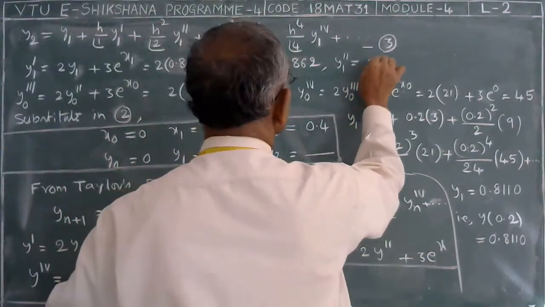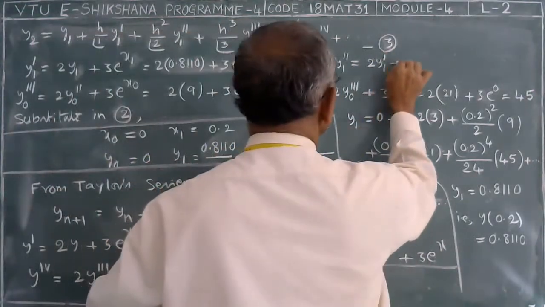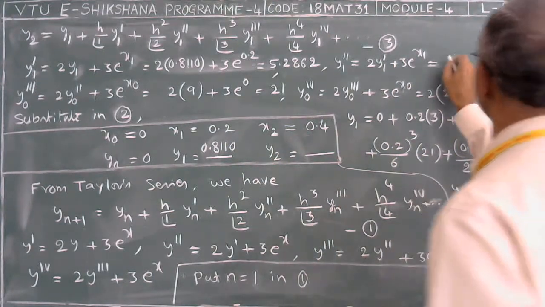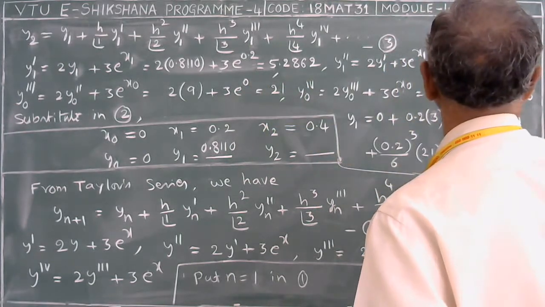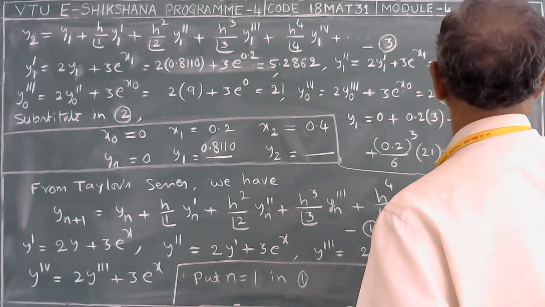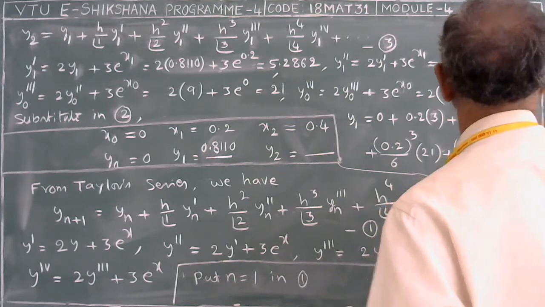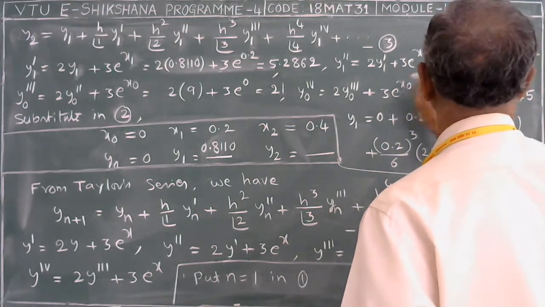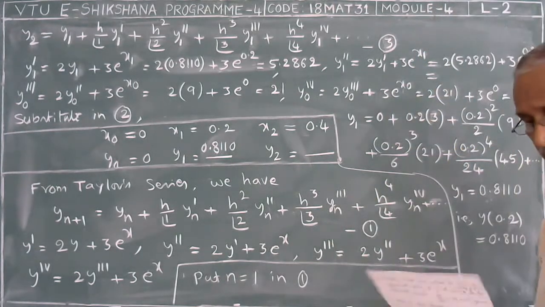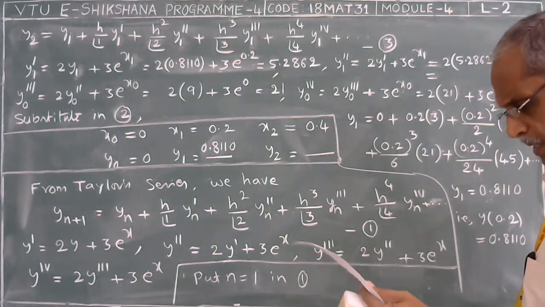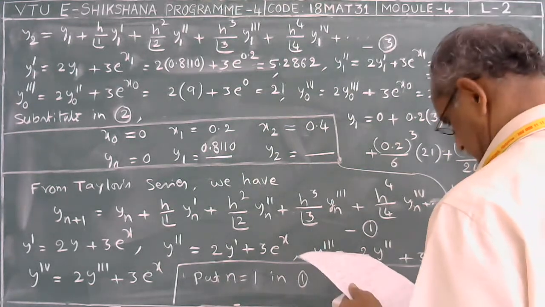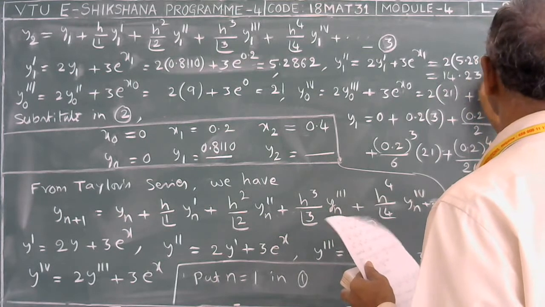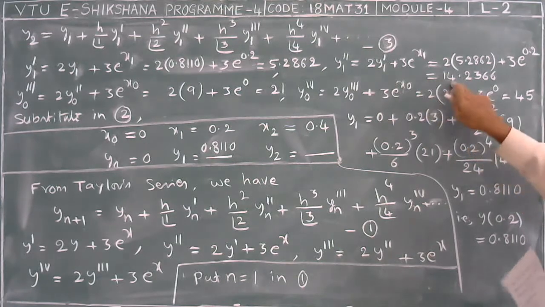Similarly, y1 double dash is 2y1 dash plus 3 e power x1. Now substitute: 2 into y1 dash, which is 5.2862, plus 3 into e power x1, where x1 is 0.2. If you carefully substitute and simplify using a calculator, y1 double dash is 14.2366.